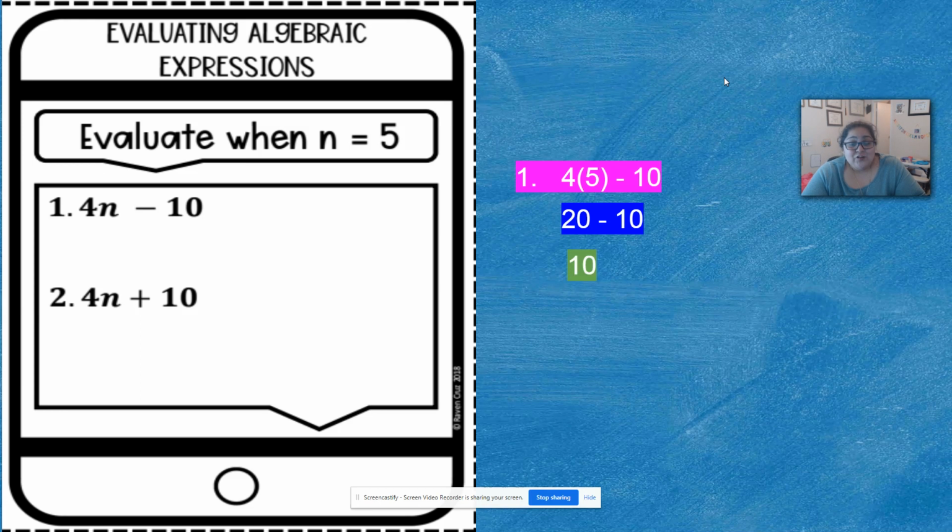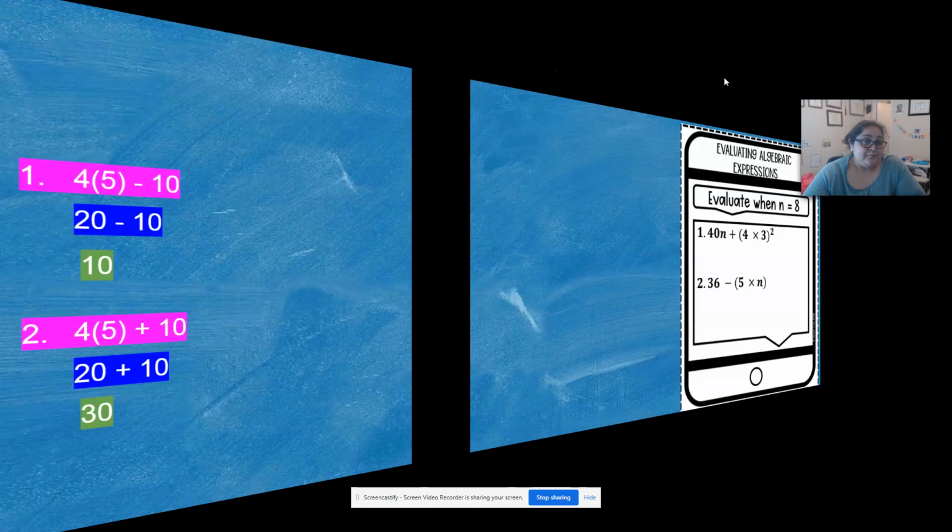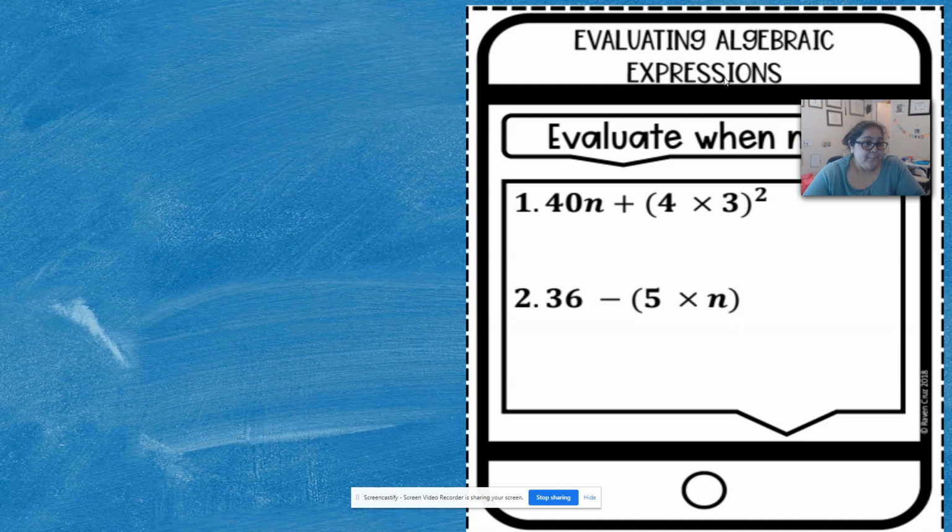Then my next thing is to do order of operations. Well, the only other operation I have is minus. So I do 20 minus 10, which is 10. All right, we do the next one, substitute. Next step is to multiply because in order of operations, multiplication is first, 20. And then last in order of operations would be to add, and I get 30. All right, we do this part.